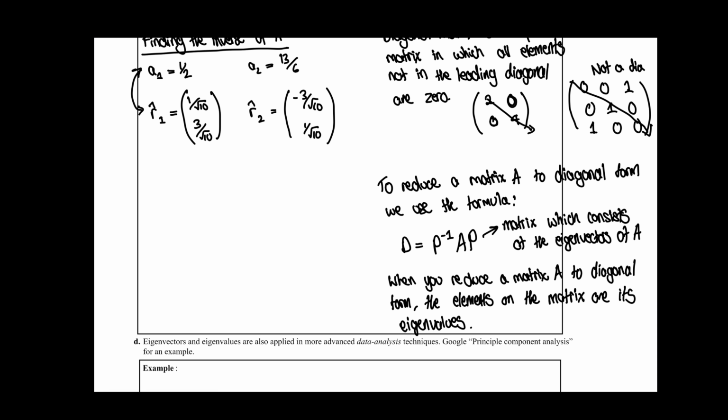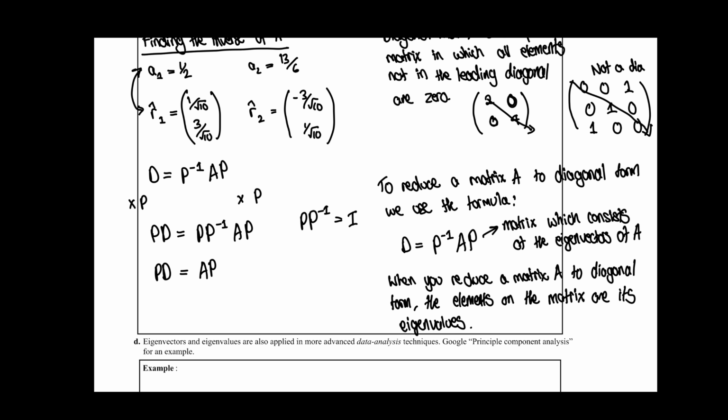So from this formula, D is equal to the inverse of P, A, P, we can rearrange this formula to work out A. In order to do that, we first multiply both sides by P. So that gives us PD is equal to P inverse AP, and because P times its inverse is equal to the identity matrix, we get PD is equal to AP.